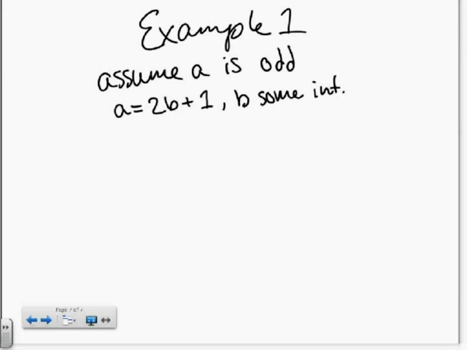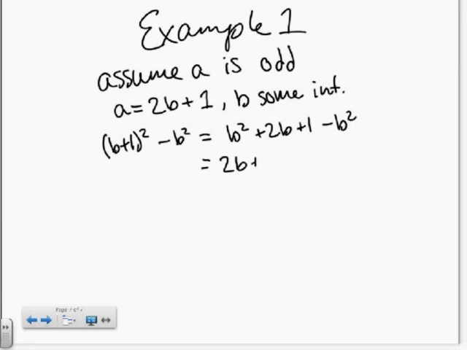The difference between two squares, B plus 1 quantity squared minus B squared, is equal to B squared plus 2B plus 1 minus B squared. This simplifies to 2B plus 1. This is the same as A. Therefore, it is an odd integer. Through this, we have directly proven that for every odd integer, it is also the difference of two squares.